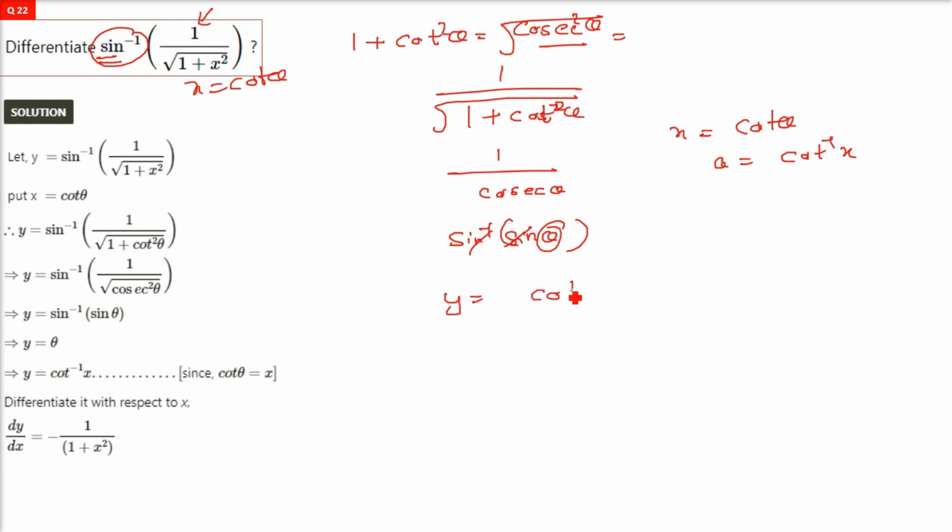And now we have to differentiate this cot inverse x. What is the differentiation of cot inverse x? dy by dx of this cot inverse x is minus 1 by 1 plus x square. That is your final answer.